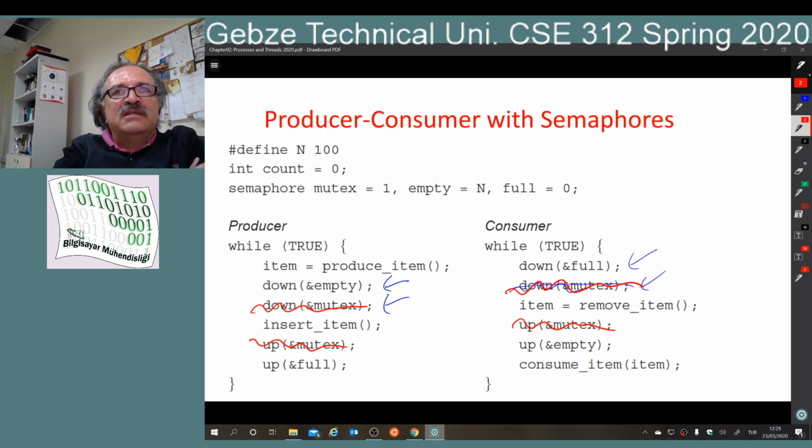Yasir is giving me an answer. Aren't the empty and full used to keep the size of the buffer and mutexes for the critical region? Yeah, that's true, but I need to down empty and full anyway. They will be blocked anyway, so why do I need the mutex? I don't understand what you mean, Emre. Yeah, Yasir is on the right track. Keeping the size of the buffer is something that we need to do, yeah.